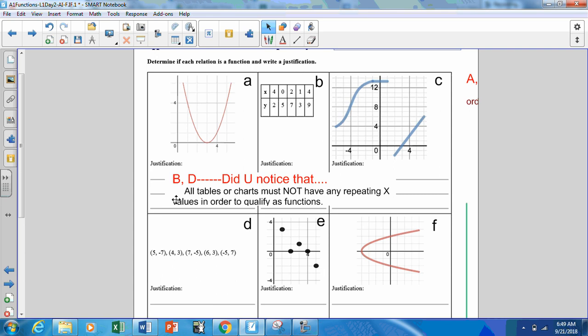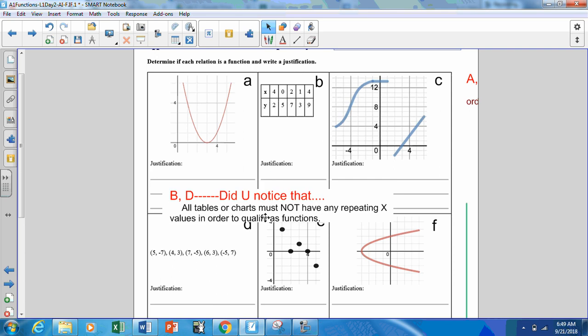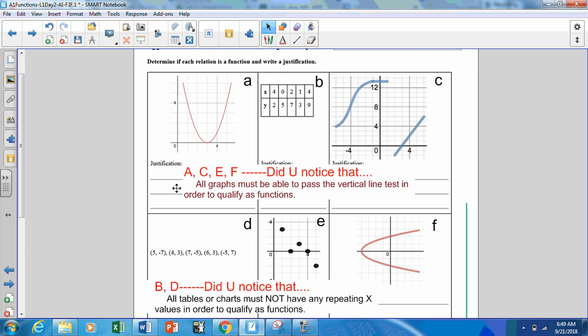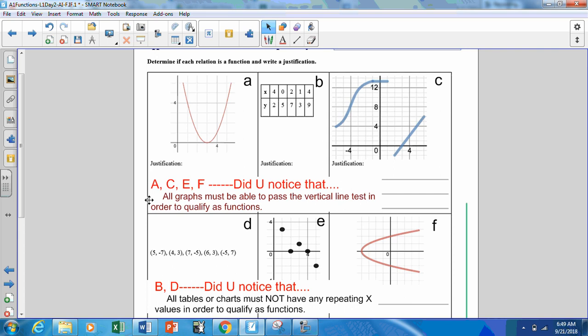All right, summary. In noticing the graphs for A, C, and E, we were able to determine that graphs A, C, and E all passed the vertical line test, and therefore were functions. But unfortunately, F did not pass the vertical line test, and we had to eliminate that as a function.